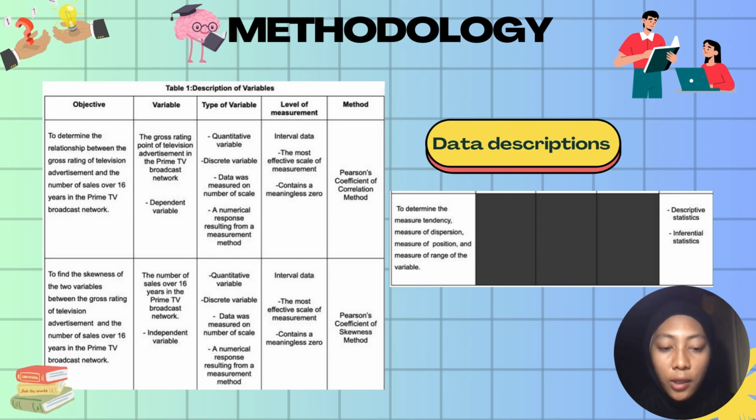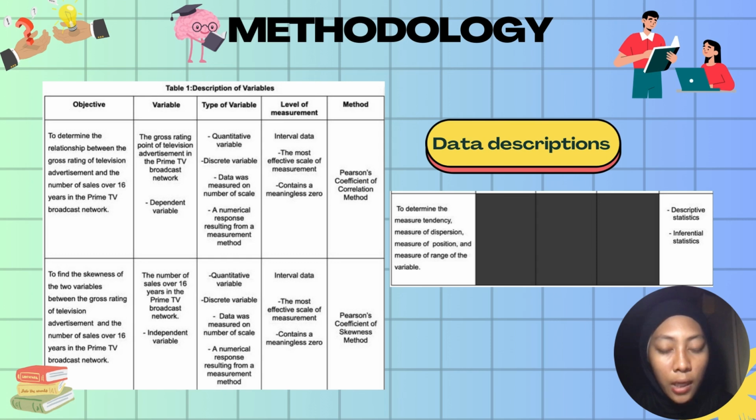In this methodology, there are 4 elements that we are focusing on, which are the data description, the histogram graph, the frequency table, and the scatter plots. Okay, from these data descriptions, the main objective of the table is to classify the main objective that we are focusing on, to determine the variable, the type of variable, the level of measurement, and the method. Okay, for the first objective, we can identify that the gross rating point of television advertisement in the prime TV broadcast network is a dependent variable.